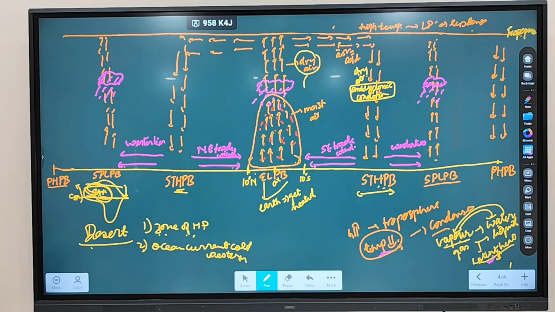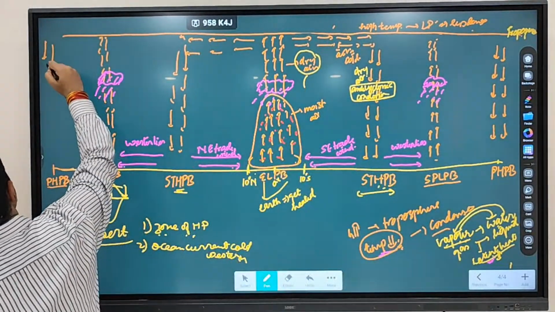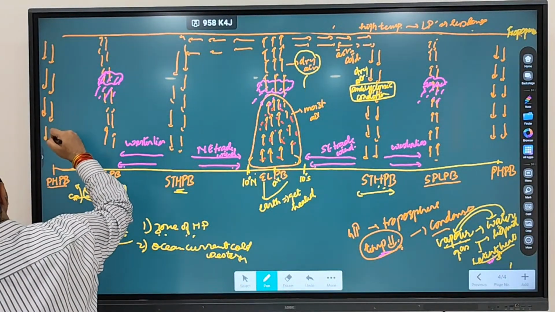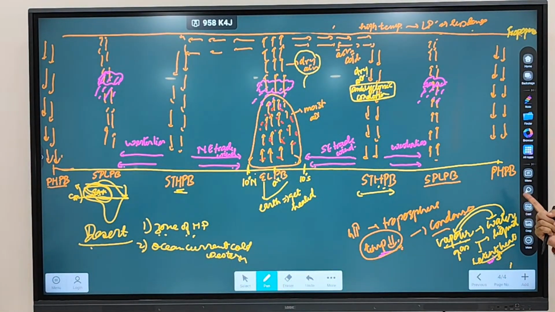Here in the polar region, what is happening? The sunlight is not reaching. Sunlight not reaching means things are going to be colder. Colder means the air will subside. When air subsides, which type of pressure is going to be formed? High pressure is going to be formed. That's why here we have written high pressure belt. Polar region, no sunlight, means air is cooling down. Air cooling down means air will come down. So when air comes down, you will see formation of a high pressure belt.